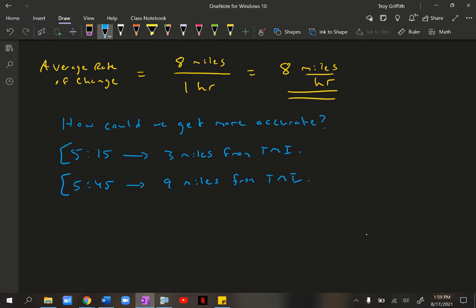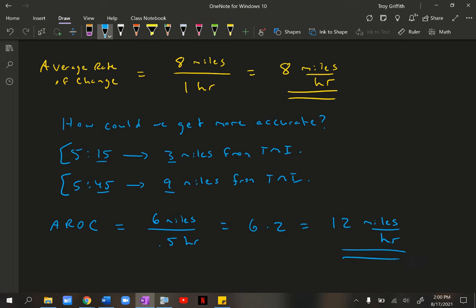Okay, so let's try it. I'm going to go ahead and abbreviate AROC. If you ever see this, that means average rate of change. Let's do the same thing we did on the last problem. The change in miles from 3 to 9 is a change of 6 miles. And then the distance in time from 5:15 to 5:45 is half an hour. When I divide by 0.5, that is the same thing as multiplying by 2. So this is like 6 times 2, and when I'm done, I get 12 miles per hour. And so we see here, we get a much higher answer than we got on the last one.